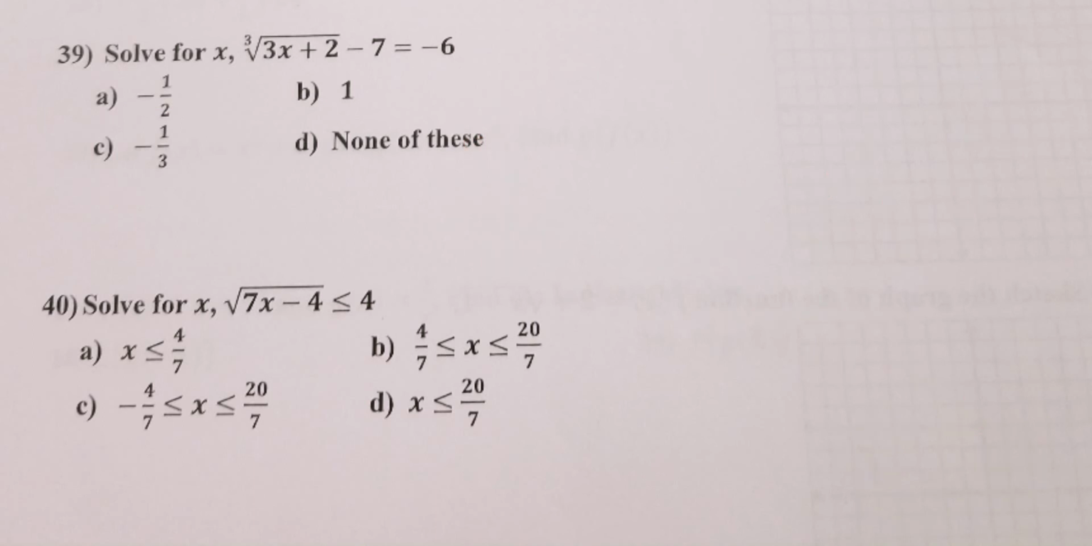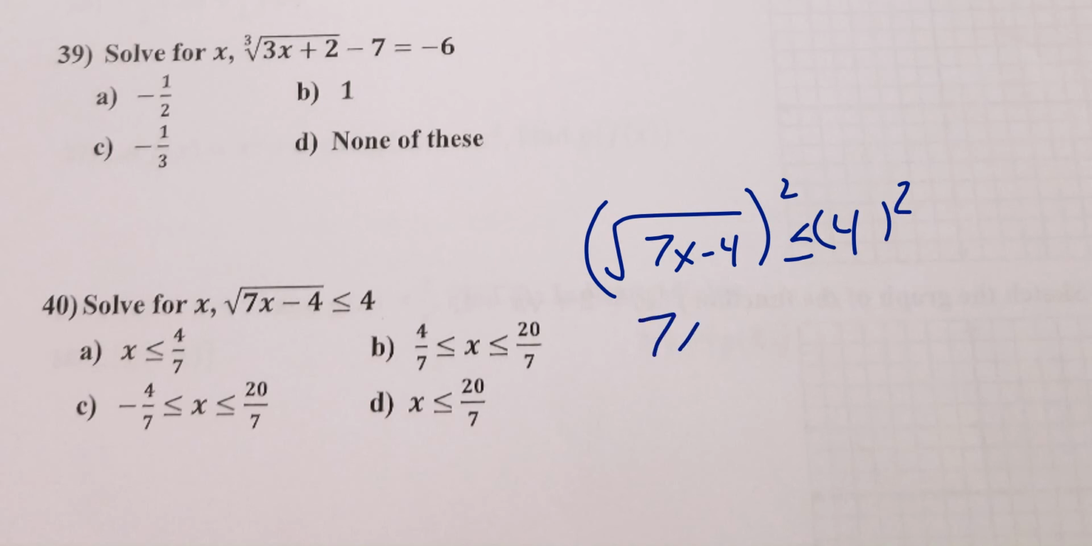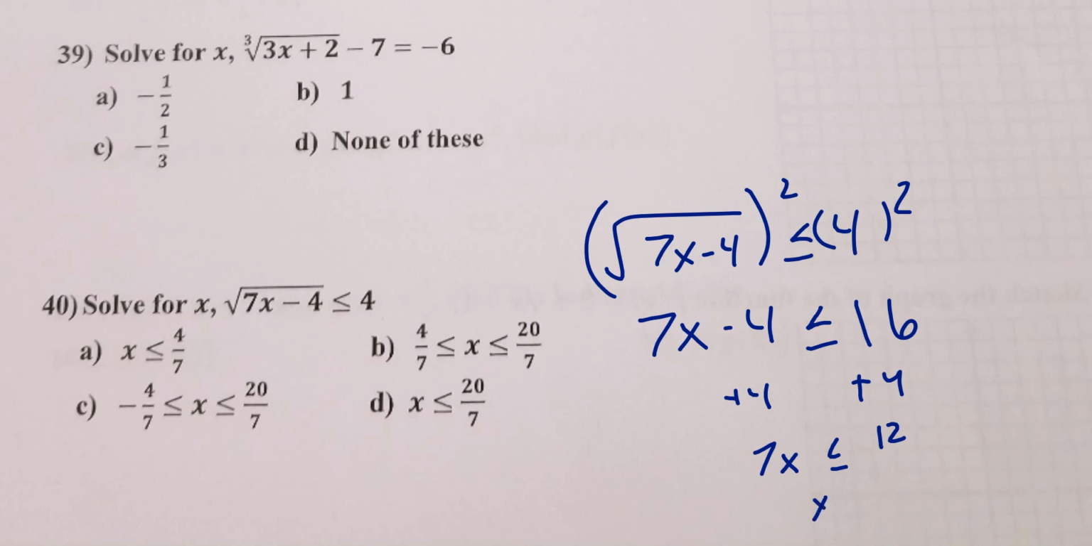Alright, 40, same way as we just did in 39. So I have 7x minus 4 inside the square root is less than or equal to 4. I square both sides. So I get 7x minus 4 is less than or equal to 16. I add 4 to both sides. I get 7x is less than or equal to 20. 16 plus 4 is not 12, it's 20. And then I divide by 7, so I get x is less than or equal to 20 over 7. D. That's it for 40.